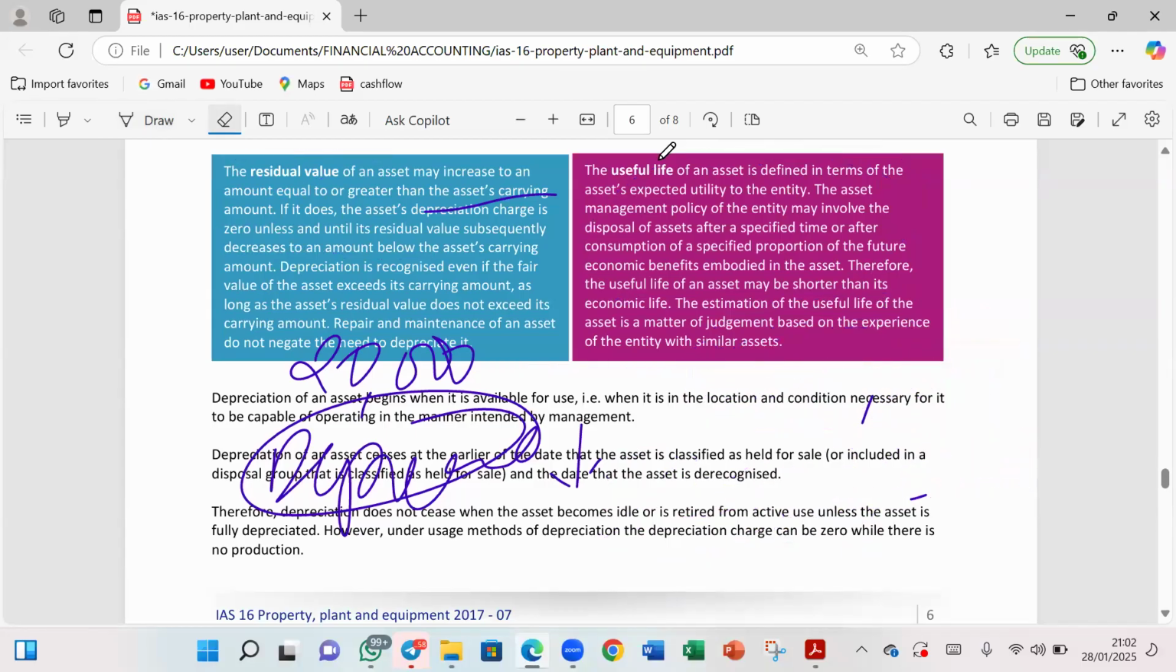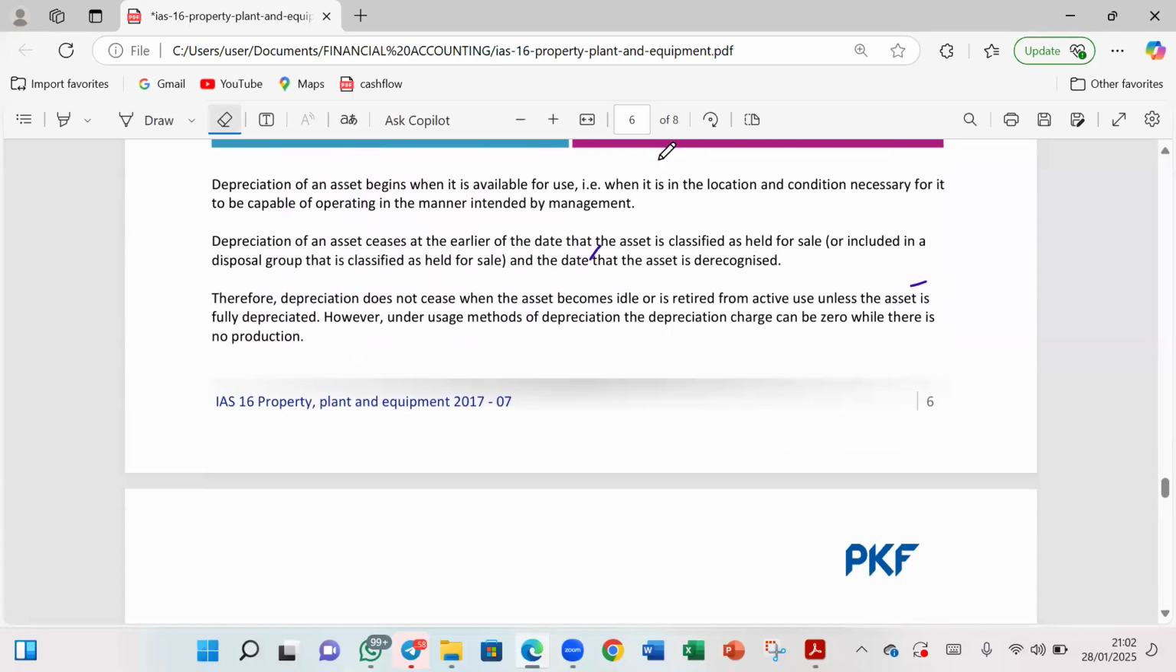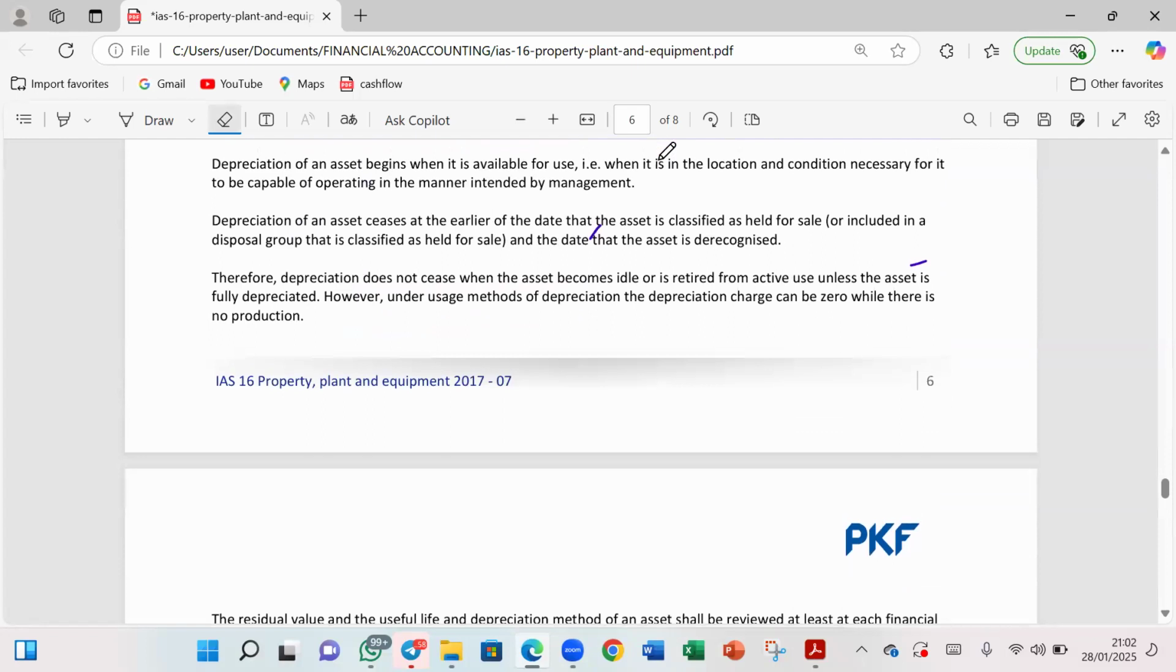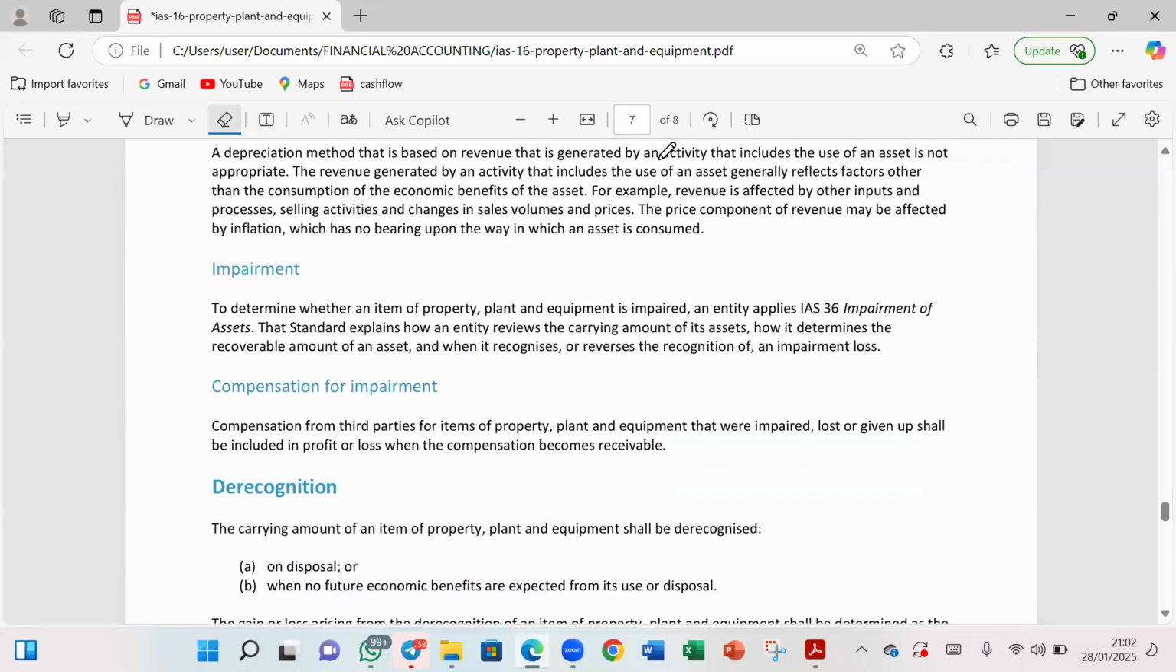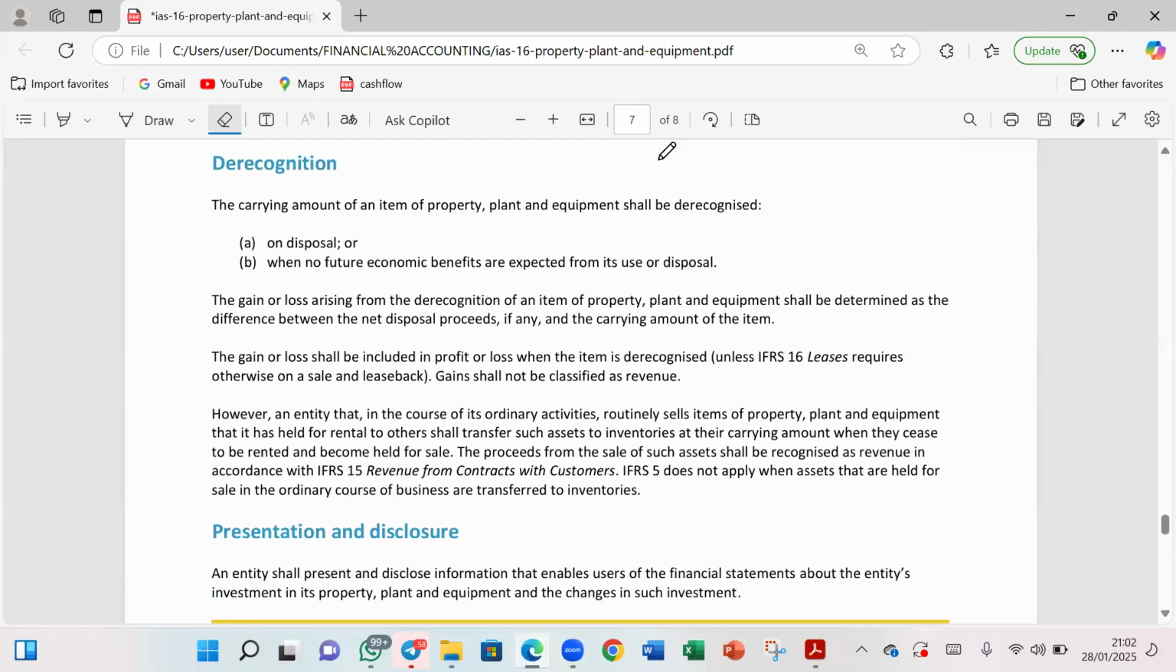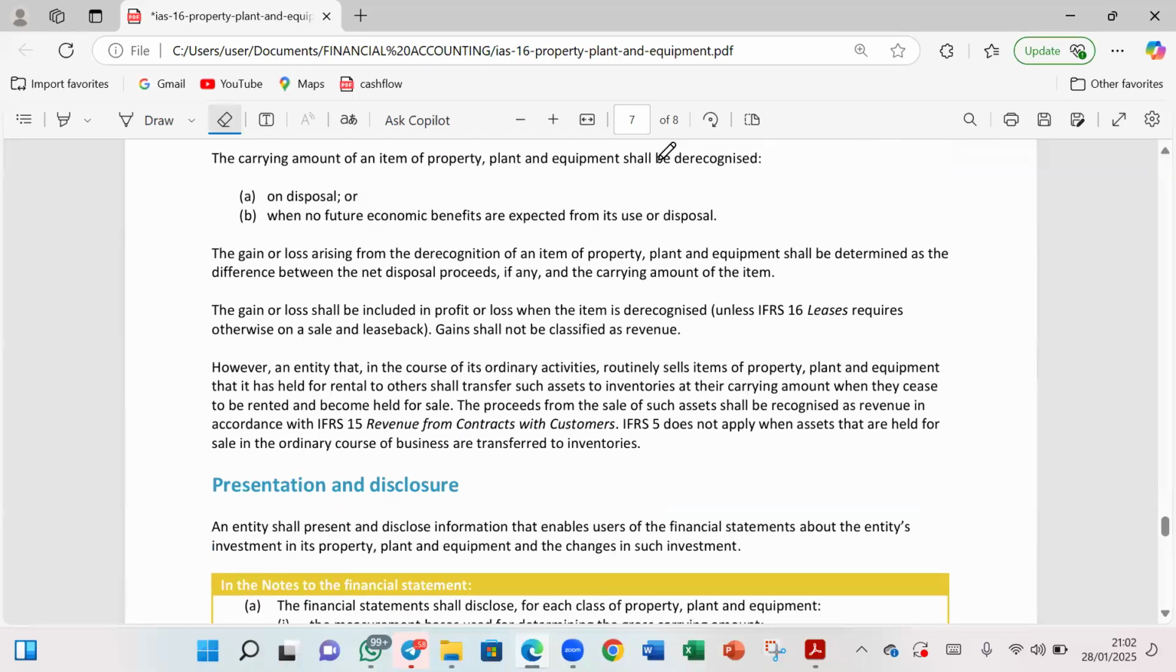I will share this PDF. We shall pick what is important to you. I'll do this PDF later. This one is not important. Impairment, no. The recognition, no. Presentation, no. So tumemaliza.